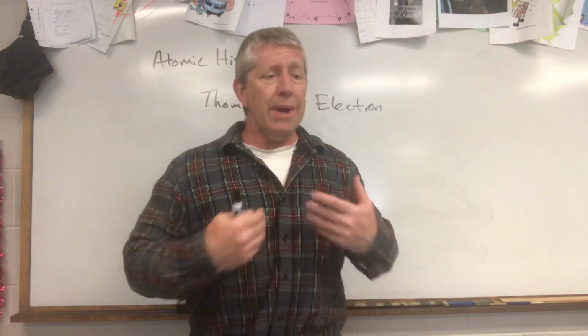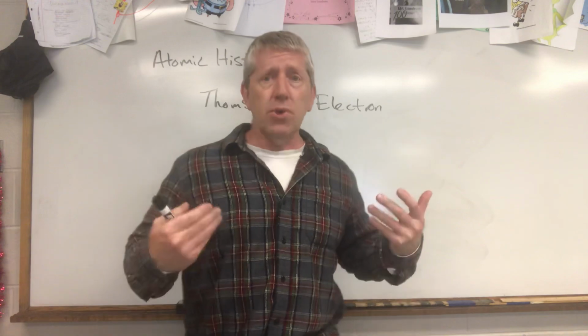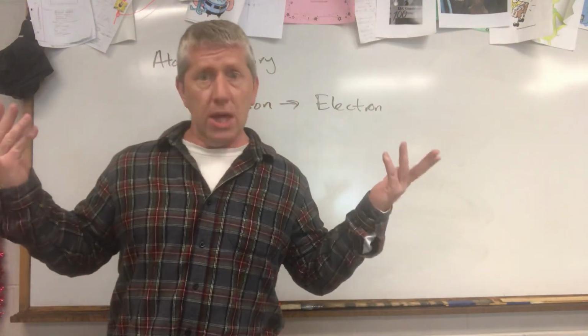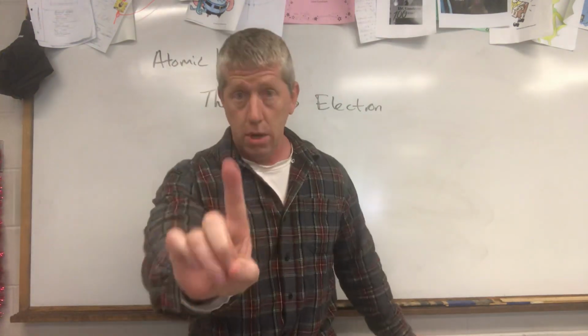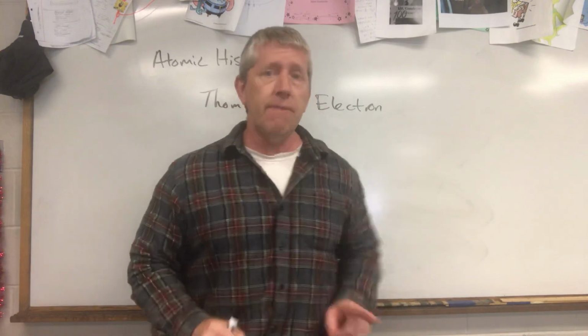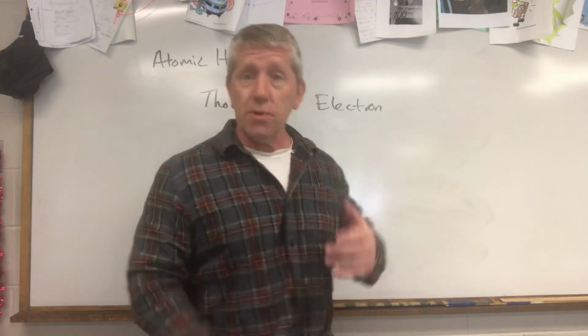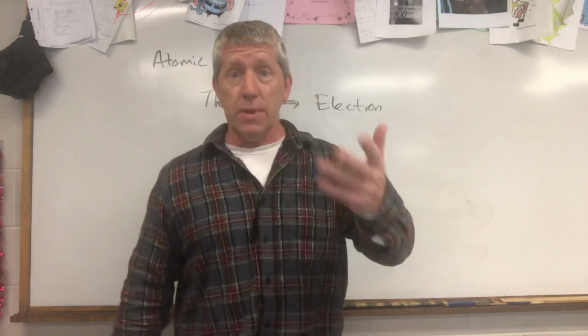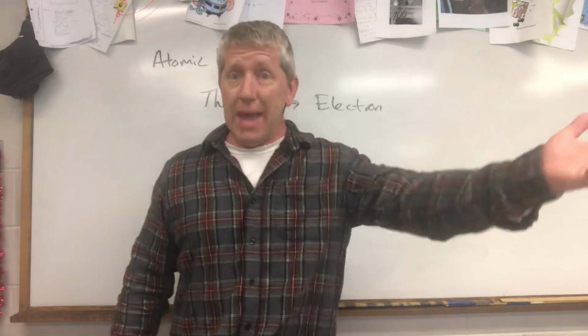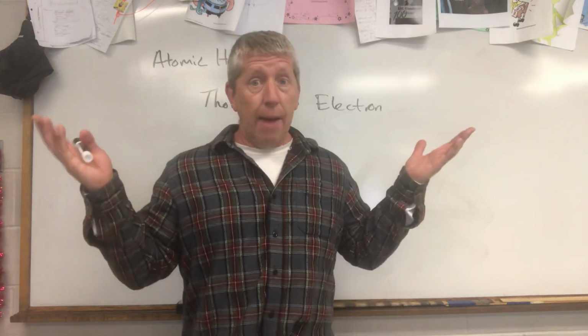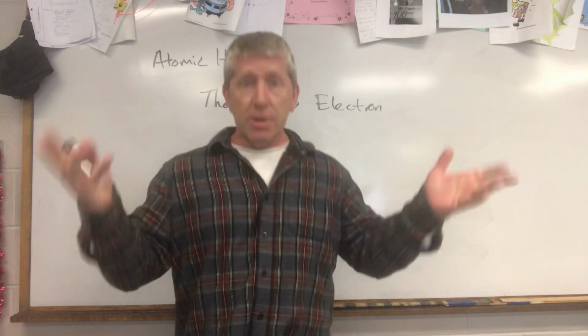So he went, you know what? I discovered it. I'm making the call. I am J.J. Thomson. Who's going to mess with me? Answer: no one. And he said, I am going to give the electron a negative charge. So the electron is given a negative charge because Thomson, the discoverer of the electron, said it was going to be negative. Now, he could have said, I'm giving the electron a positive charge.